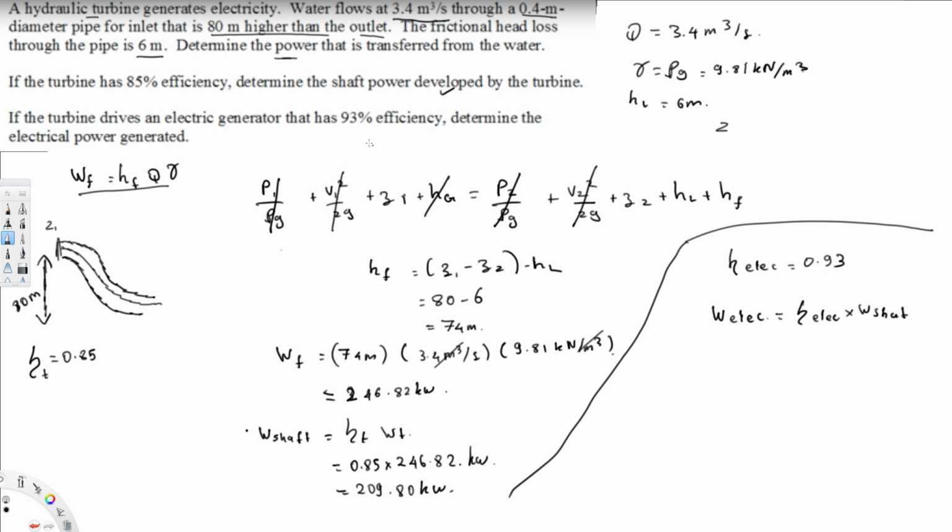And we have the eta electricity, that is 0.93 times the shaft power, that is 209.80, and if you calculate this value, that gives us 195.114 kilowatts, and that is the answer for this question.